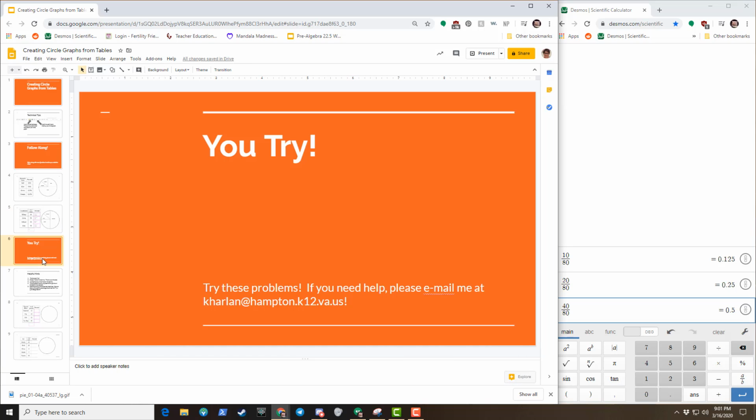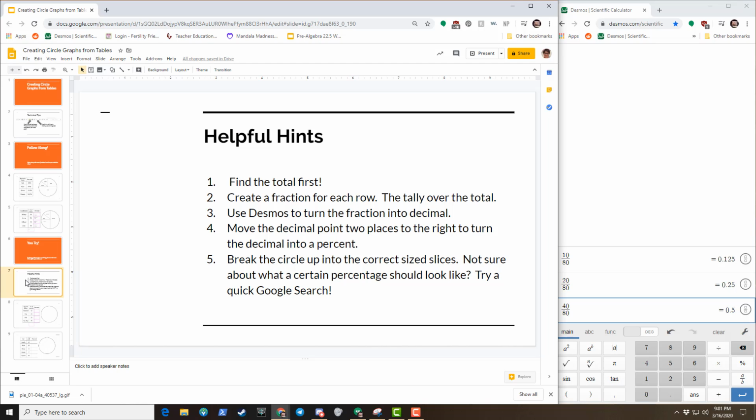So you guys are going to try numbers 3 and 4. You can email me with any questions that you have. Just remember, you want to find the total first. You're going to create a fraction for each row, so the tally over the total. Use Desmos to turn the fraction into a decimal. Then move the decimal point 2 places to the right to turn the decimal into a percent, and then break your circle up into the correct size slices.